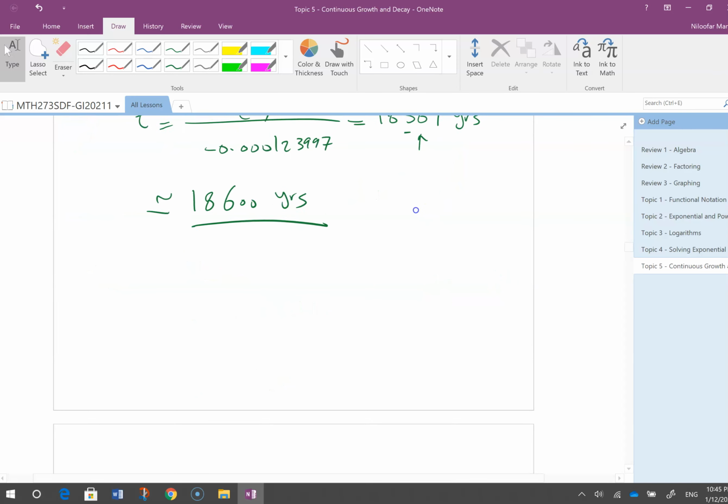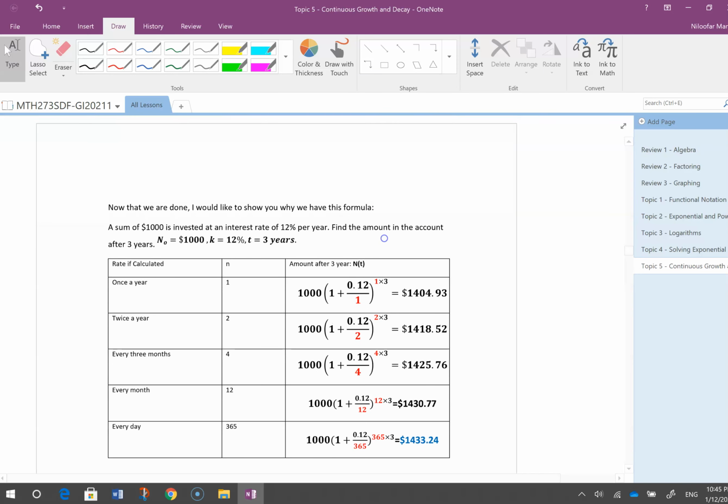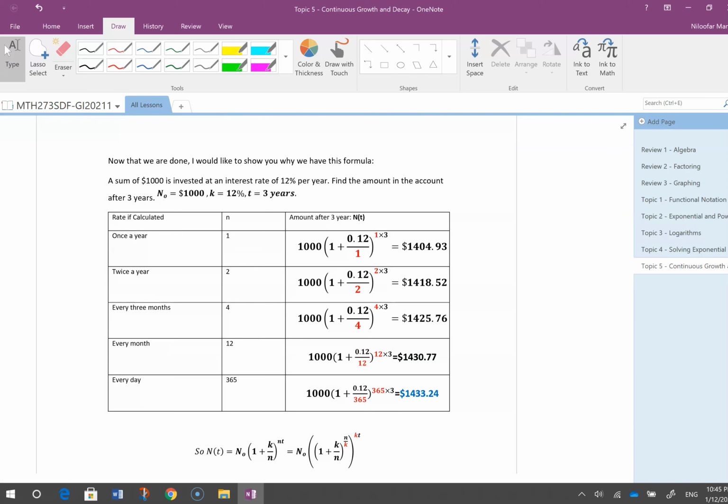Now I just want to show you something. I want to show you why I have that formula when there are other types of formulas. For example, if you check the book, you can see other types of formulas. I do not want you to prove it for me. You don't need to prove it. I just want you to know.